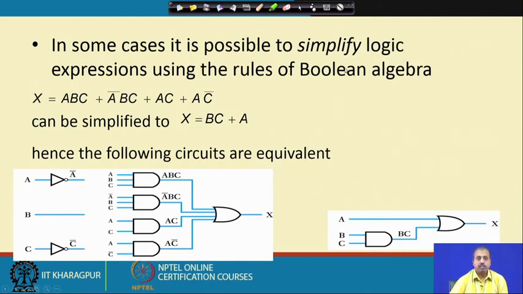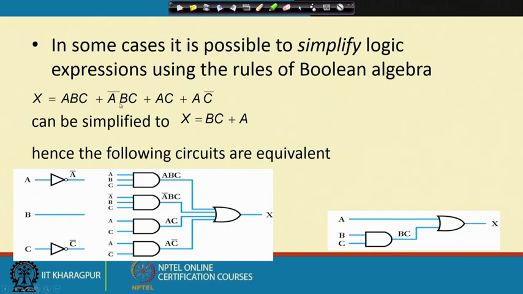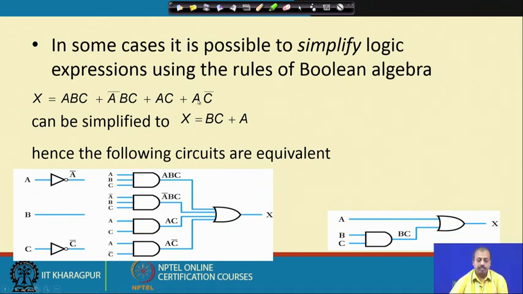So, it may be possible to simplify the logic, that we have seen in our discussion on Boolean algebra, that sometimes it is possible to simplify this sum of product expression or product of sum expression to have lesser number of literals and lesser number of operands. Suppose we have got a Boolean expression like this, x equal to A B C plus A bar B C plus A C plus A C bar. Now, if you try to realize it directly, then you will need a 4 input OR gate like we have it here, and these 4 inputs should correspond to these products A B C, A bar B C, A C and A C bar.